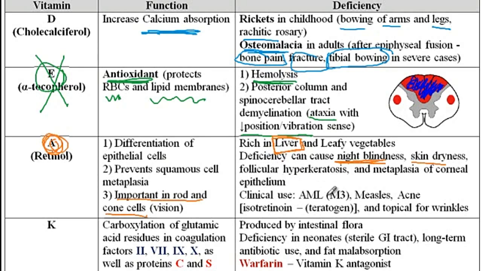Now, clinical uses include, for instance, the treatment of acute myelogenous leukemia, the M3 subtype. It's also used for the treatment of measles as well as acne. So for acne, you can either use it topically or you can use isotretinoin, which is an oral medication. But isotretinoin is a teratogen. So if you're planning on giving isotretinoin to a female, the first thing that you have to do is make sure that she is not pregnant. And then once you rule out pregnancy, then you can prescribe these medications. In addition, topical vitamin A can be used for the treatment of wrinkles.